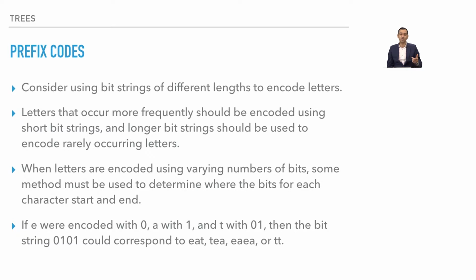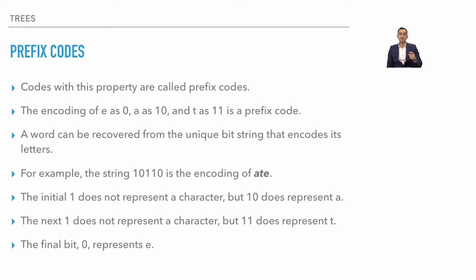For example, the string 10110 is the encoding of A, T, E. To see this, note that the initial 1 does not represent a character, but 10 does represent A, and could not be the first part of the bit string of another letter. Then the next 1 does not represent a character, but 11 does represent T. The final bit 0 represents E.